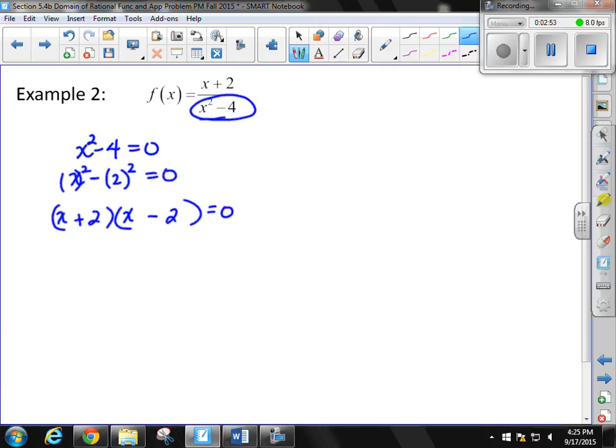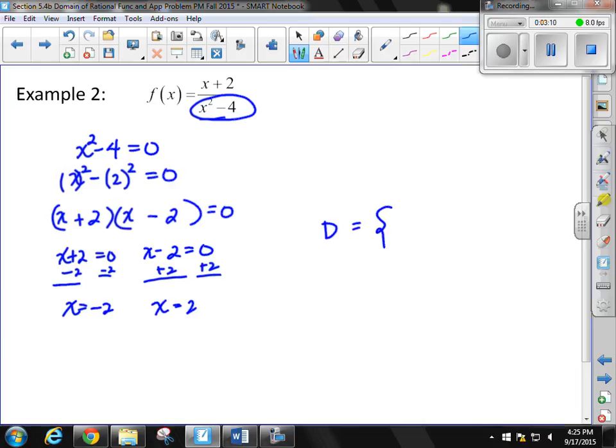And to solve my equation, I set each factor equal to 0. Subtract 2 from both sides. x equals negative 2. Add 2 to both sides. x equals positive 2. So my domain is the set of all x such that x is not equal to negative 2 or 2.